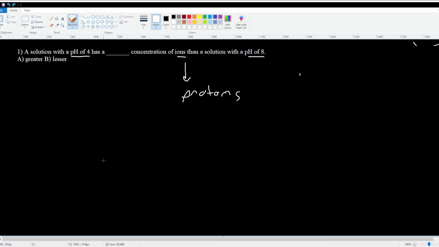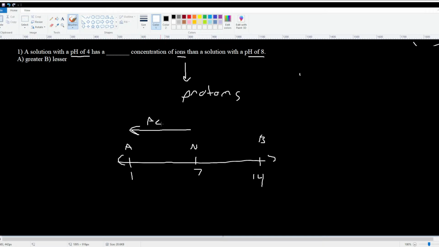So the pH scale runs on a scale from 1 to 14. So 7 being neutral, 14 being basic, and 1 being acidic. So, when we run this way, that's becoming more acidic. And when we're running this way, that's when we're becoming more basic.